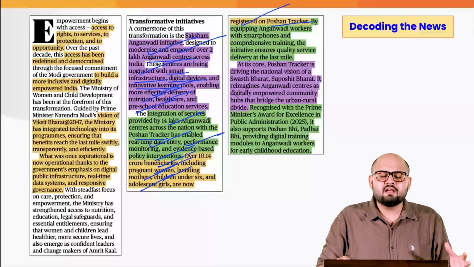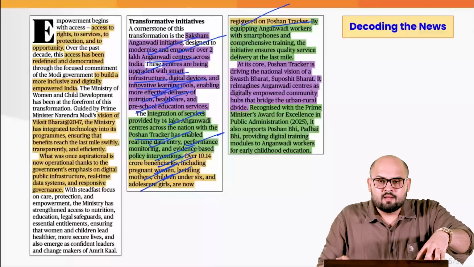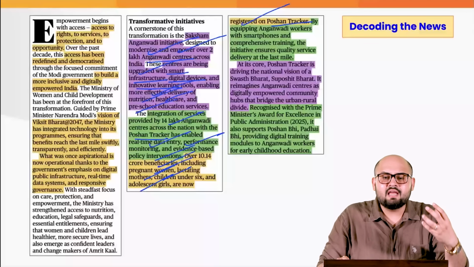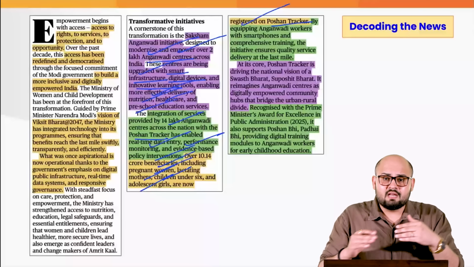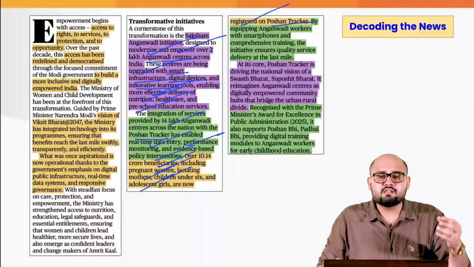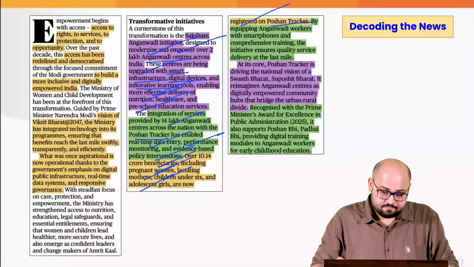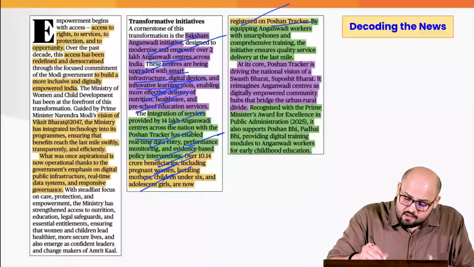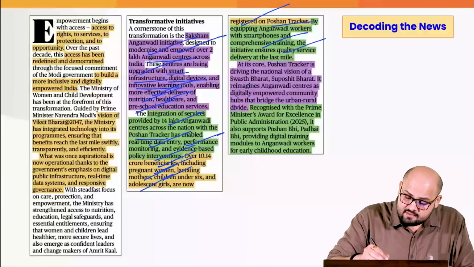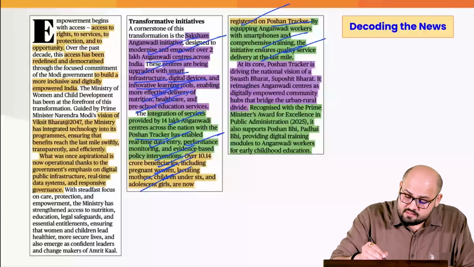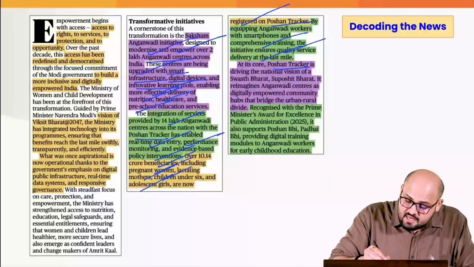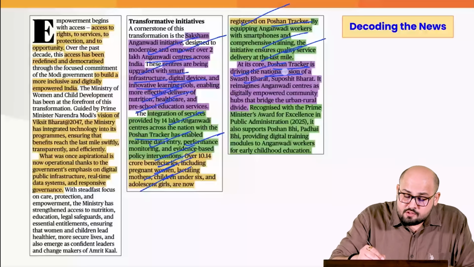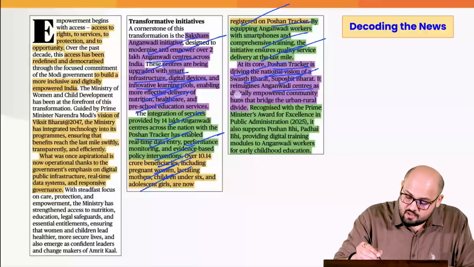Over 10.14 crore beneficiaries, including pregnant women, lactating mothers, children under 6 and adolescent girls are now registered on Poshan Tracker. Definitely, if you will have a real-time monitoring, you will have good data with you, and definitely it would help the government in a better manner to come up with different policies which are effective and efficient. By equipping the Anganwadi workers with smartphones and comprehensive training, the initiative ensures quality service delivery at the last mile. At its core is the Poshan Tracker. It's driving the national vision of a Swasth Bharat, Suposhit Bharat. It reimagines the Anganwadi centers as digitally empowered community hubs that bridge the urban-rural divide.